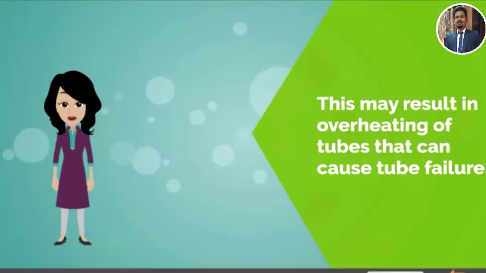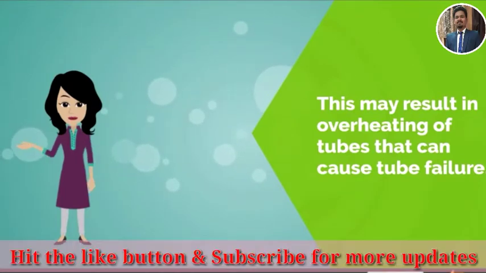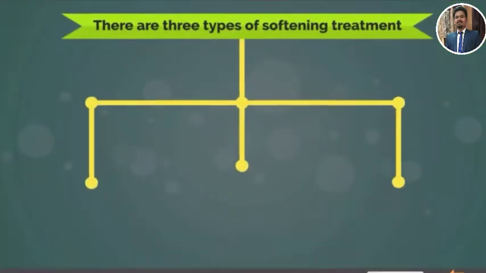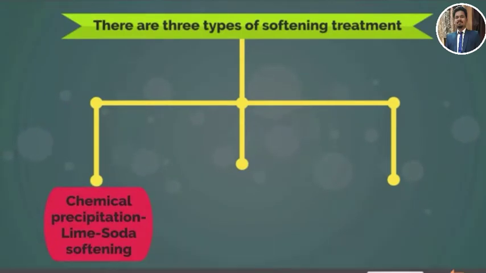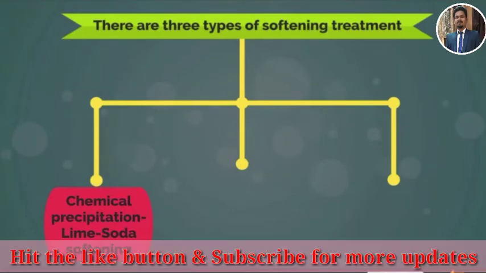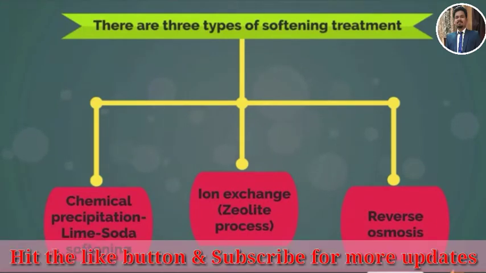So, there are a few processes by which softening of water can be done. There are three types of softening treatment: chemical precipitation, lime soda softening, zeolite process, and reverse osmosis.